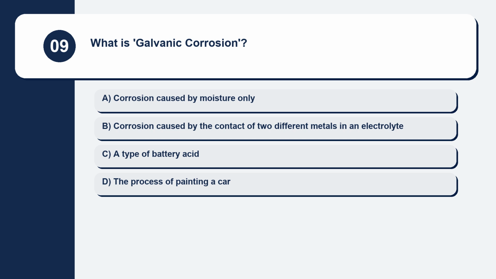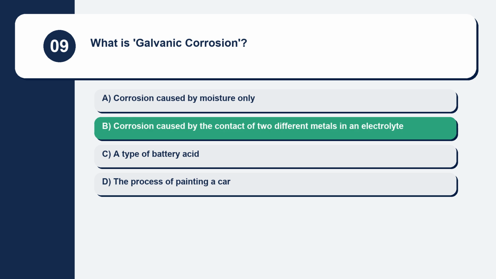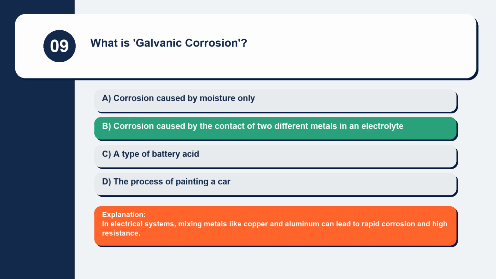Question 9. What is galvanic corrosion? Corrosion caused by moisture only. Corrosion caused by the contact of two different metals in an electrolyte. A type of battery acid. The process of painting a car. In electrical systems, mixing metals like copper and aluminum can lead to rapid corrosion and high resistance.